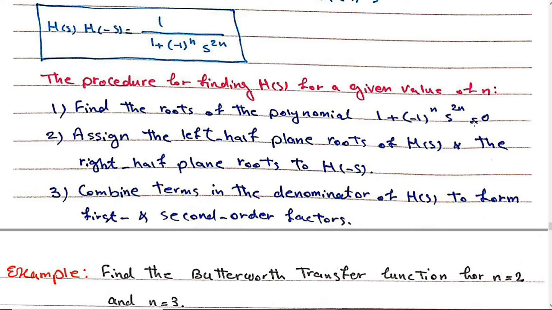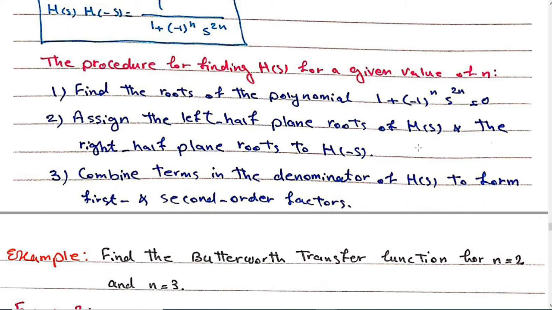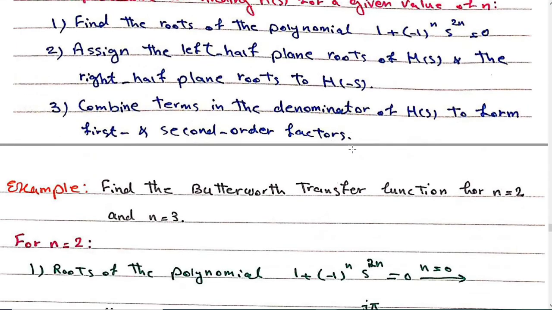The second step is to assign the left half plane roots to H(s) and the right half plane roots to H(minus s). Then combine the terms in the denominator, so now you have designed a Butterworth filter.